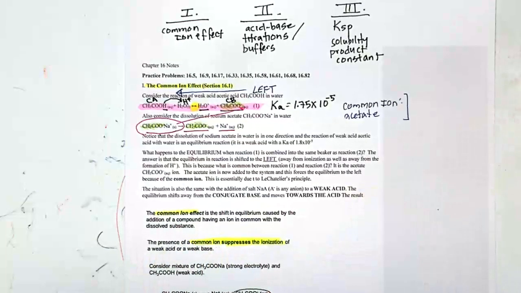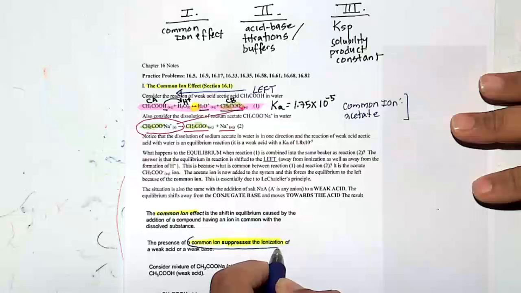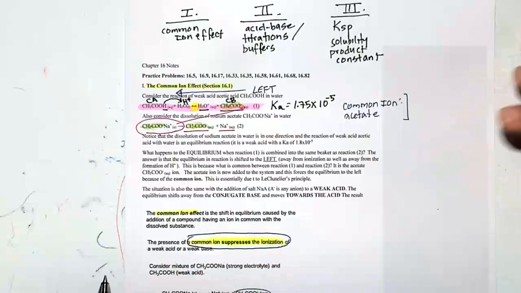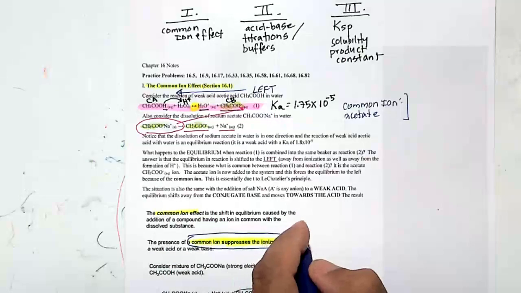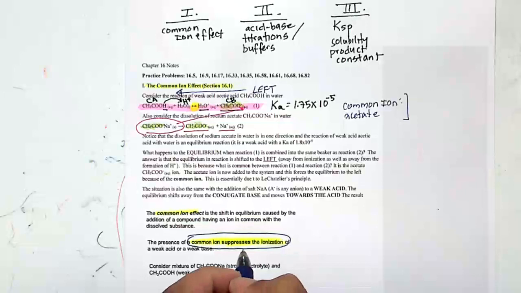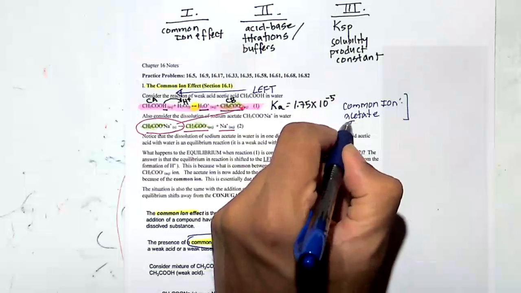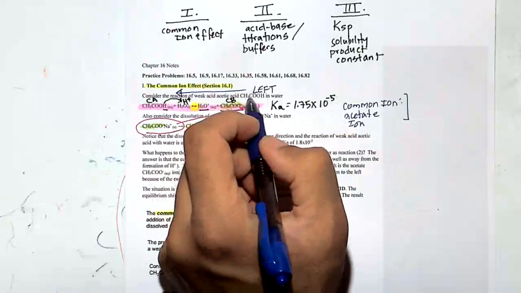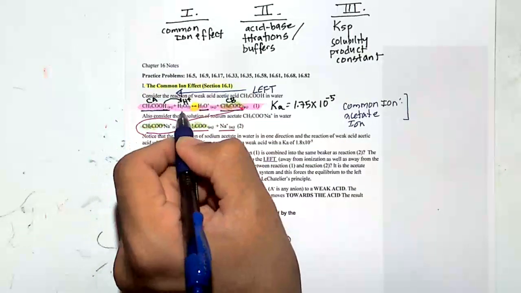Link those two or memorize this or understand that if you have a common ion, when we go over these problems together, it's going to go to the side away from the ions. It will go to the side away from the ions. In other words, it will suppress ionization. In this case, the common ion is the acetate ion. The equilibrium will go to the side away from the ions. In this case, that is left.